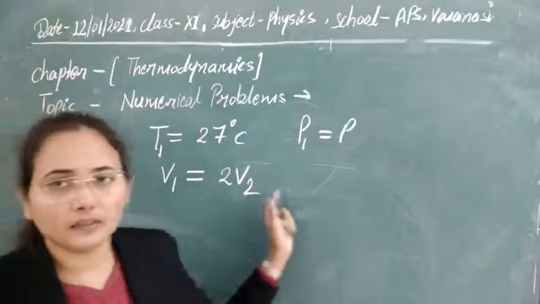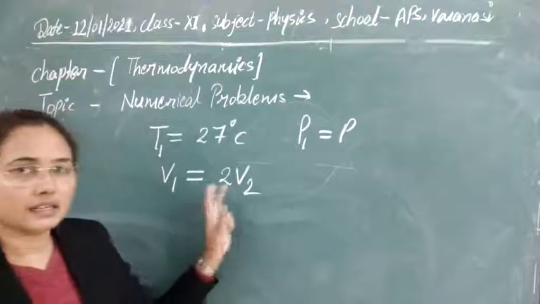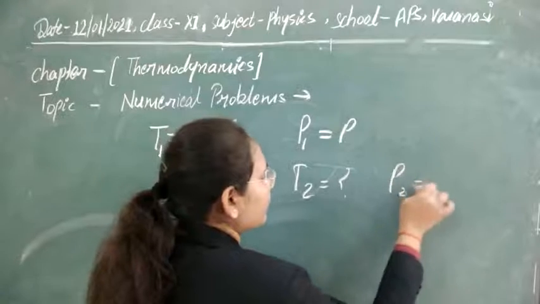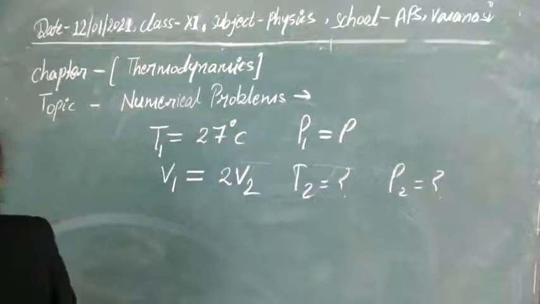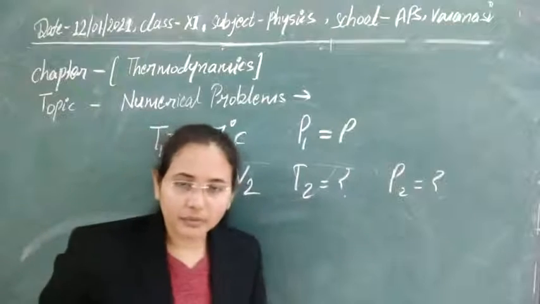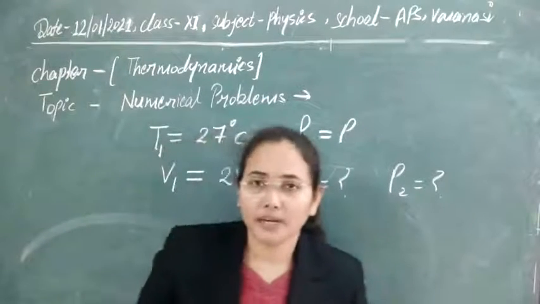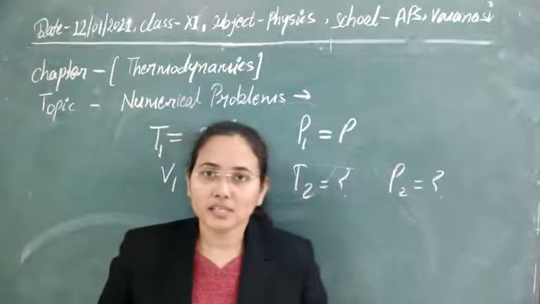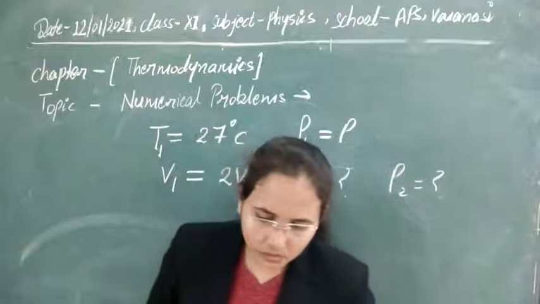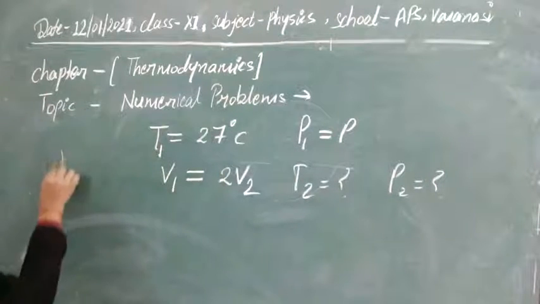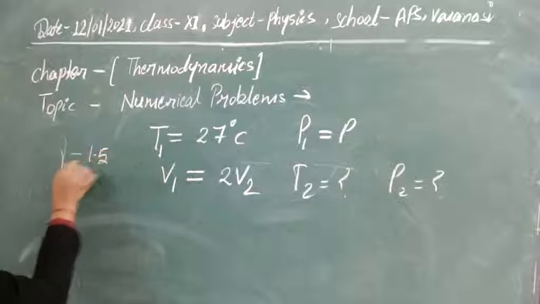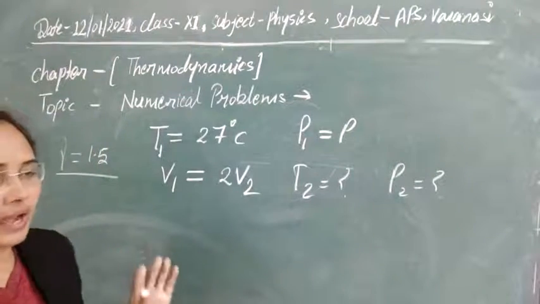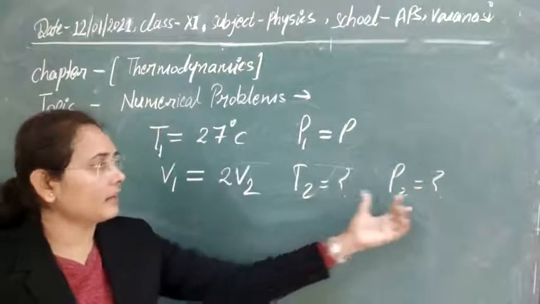So this relationship is given, and we have to calculate the final temperature and the final pressure. And the process here, as you know, is that air can be compressed adiabatically. So for air, the ratio gamma is given, its value is 1.4, or let's take it 1.5. So gamma is given, that is 1.5, and you have all the things. Now you have to calculate the final temperature and pressure.